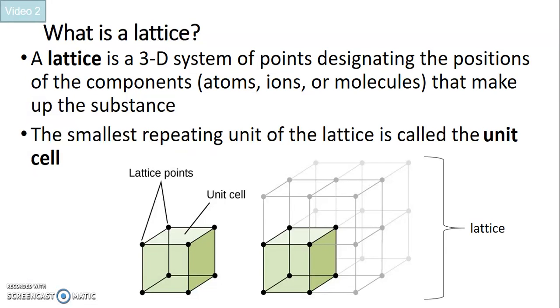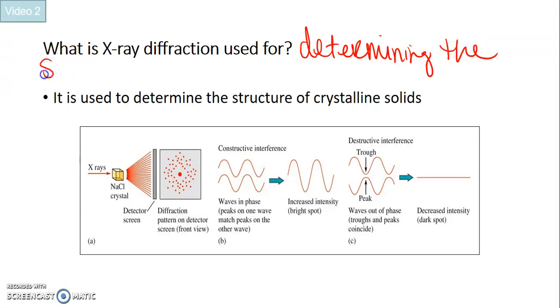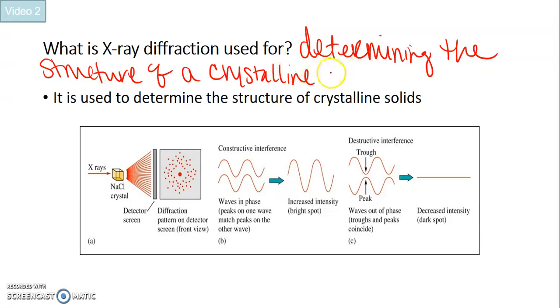And the way that scientists do that is with something called X-ray diffraction. And so this is sort of a depiction of what X-ray diffraction is used for, and specifically it's used to determine the structure or the lattice of a crystalline structure. So it's used for determining the structure of a crystalline solid's lattice.